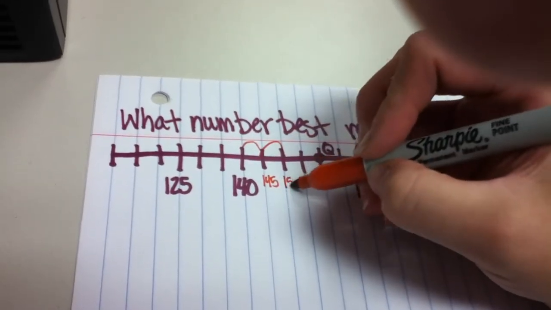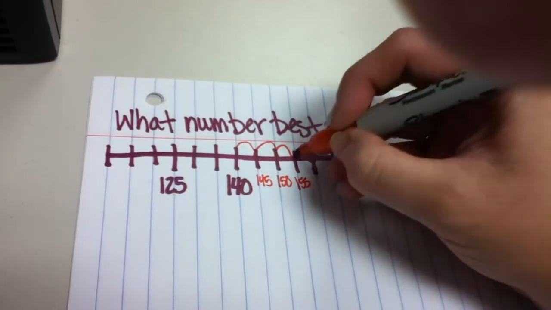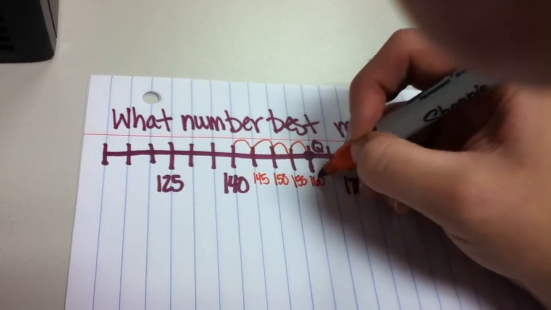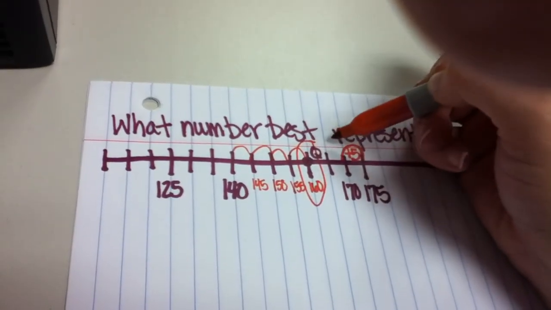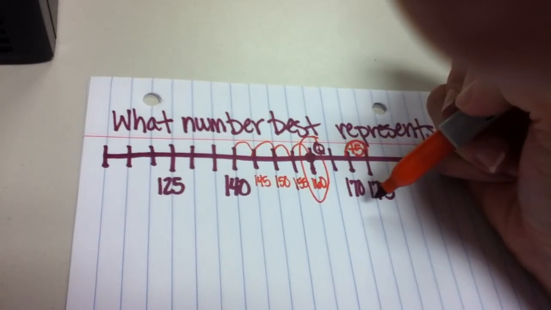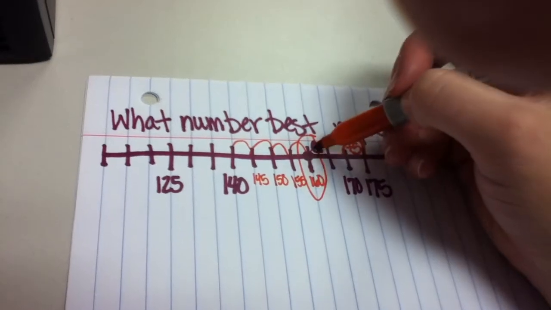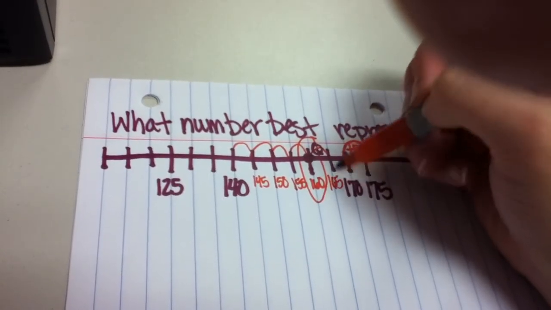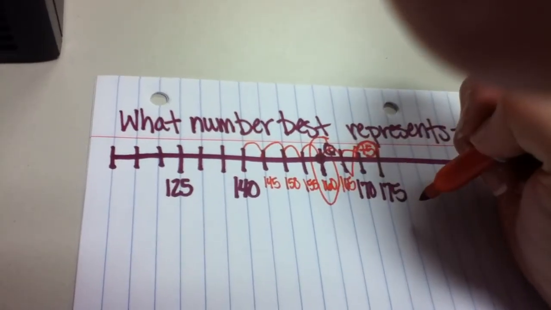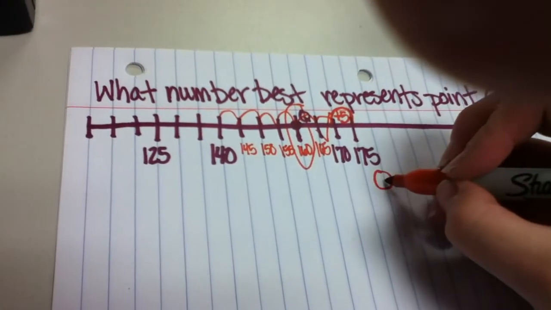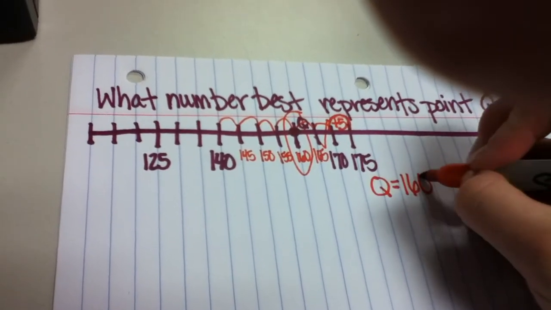Plus another 5 would give me 150. Plus another 5 would give me 155. Plus another 5 would give me 160. And I'm going to keep going. Even though this is Q, I'm going to keep going to make sure that I have proved my pattern correct, so that if I have, I will end up at 170 over here. So if I keep going, this should be 165, and if I kept going, this would be 170, which means that I did read my number line correctly. And then I would just say that Q represents the number 160.